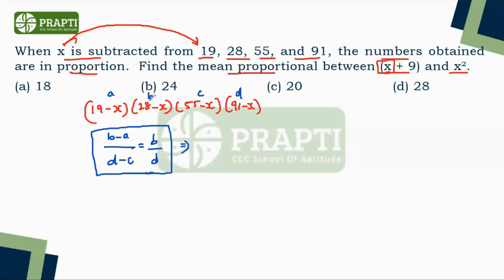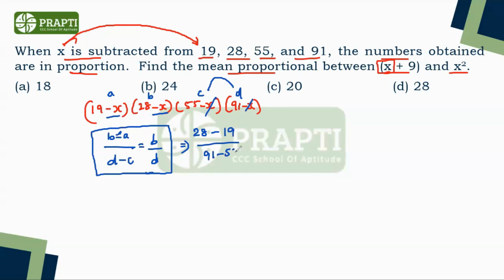B minus a is 28 minus x minus 19 minus x. Minus into minus becomes plus x, so this x and x get cancelled. Am I right? So only numbers will be there: 28 minus 19. In the same manner, d minus c: here as well, x and x get cancelled, so only numbers will be there.